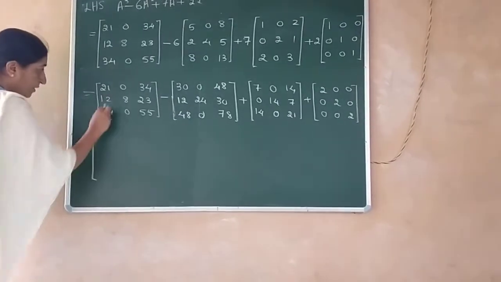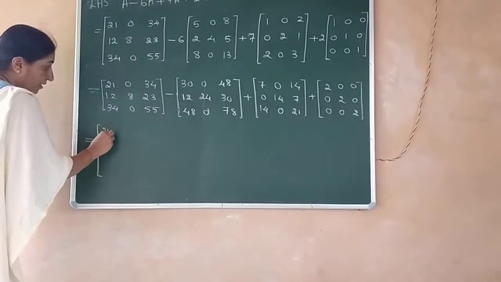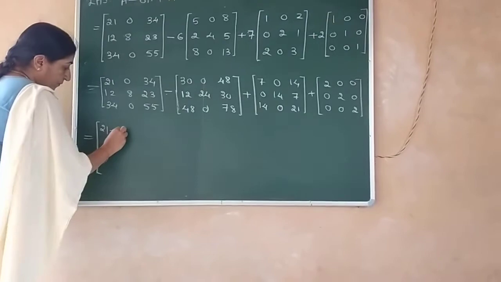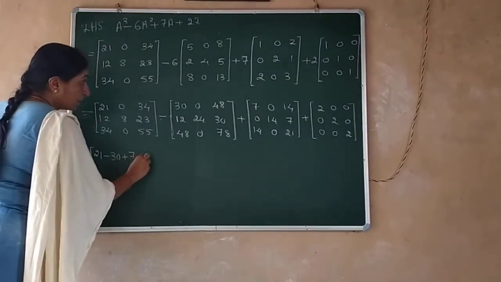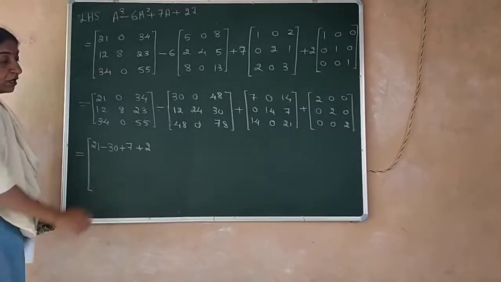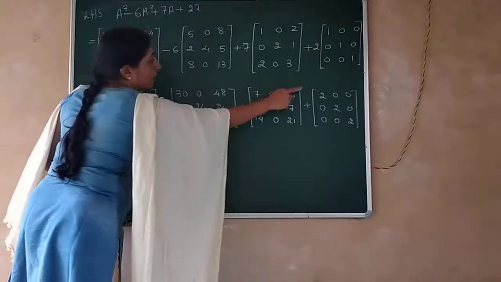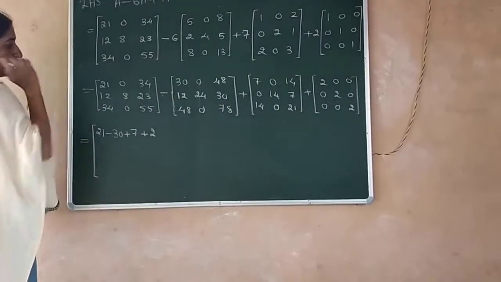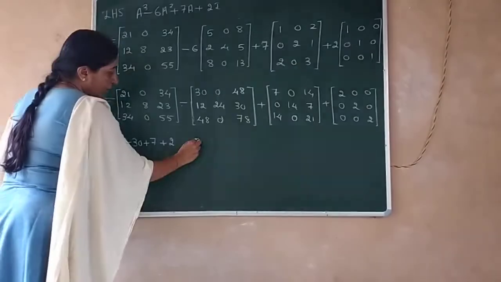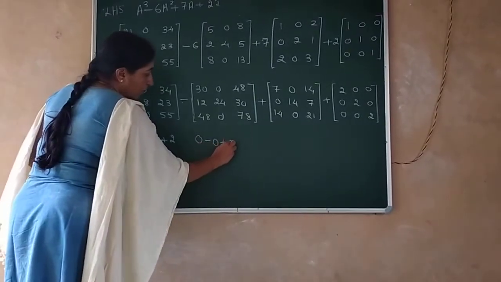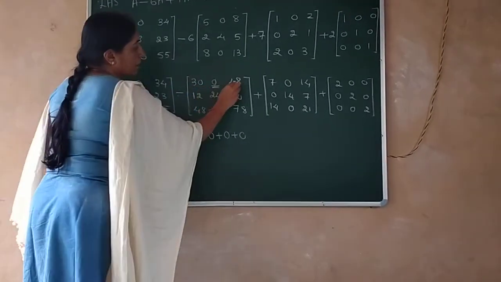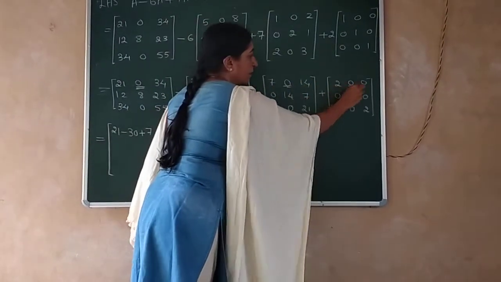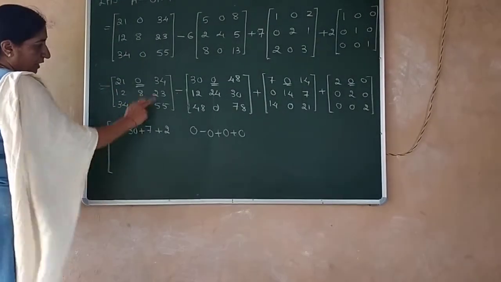See, I am explaining. First number is 21 minus 30, then plus 7, then plus 2. Understood? All first elements we have to write, and according to the sign we have to write. See the next: 0, minus 0, plus 0, plus 0. All seconds here. This one, this element and this element. Then moving to the next.